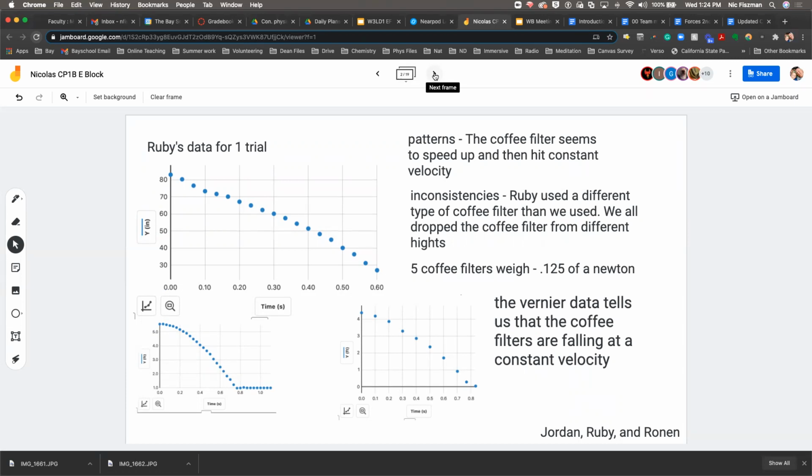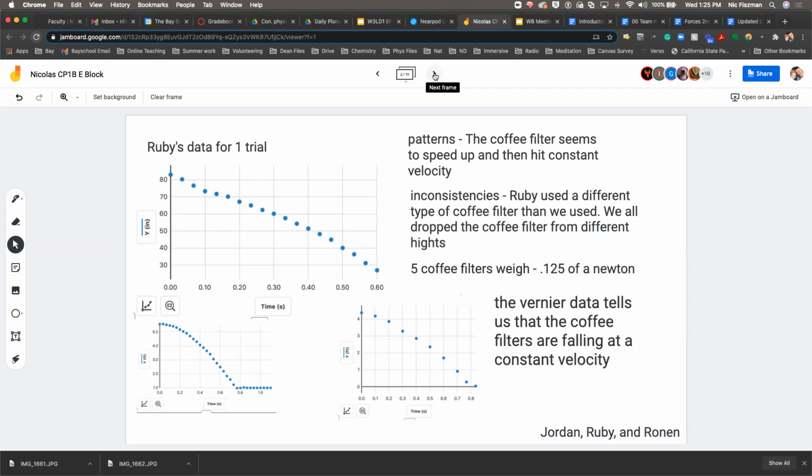Well, no, that's what you said at the beginning, right? Coffee filters seem to speed up and then hit a constant velocity. So you want to revise your last statement? The rest of the group, Ruby, Ronan, what do you have to say? Yeah, we just forgot to repeat that it sped up at the beginning for the last part. Okay. How do you know that it sped up at the beginning?